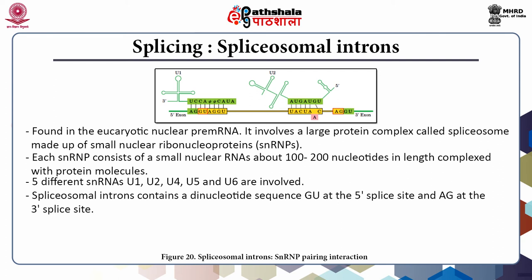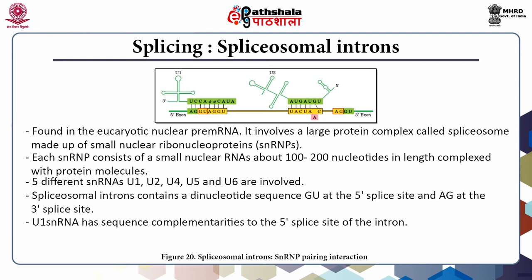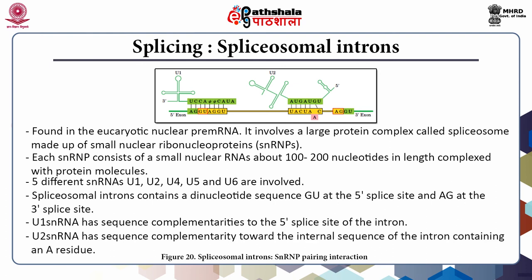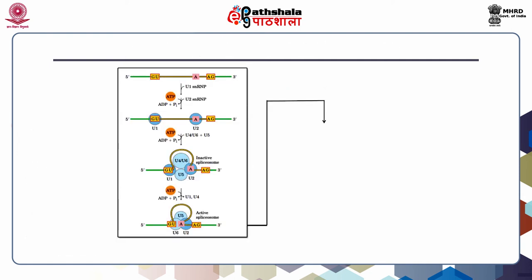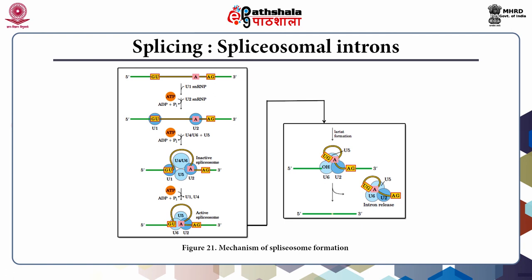Spliceosomal introns contain a dinucleotide sequence GU at the 5' splice site and AG at the 3' splice site. The U1 snRNA has sequence complementarity to the 5' splice site of the intron, while the U2 snRNA has sequence complementarity to the internal sequence of the intron containing an adenine residue. Binding of U1 snRNPs helps define the 5' splice site. The U1 snRNP binds at the 5' splice site, following which the remaining snRNPs U2, U4, U5 and U6 are added, leading to formation of a functional spliceosomal complex consisting of 5 snRNA and 50 proteins. Formation of the active spliceosome complex requires ATP energy for its assembly.